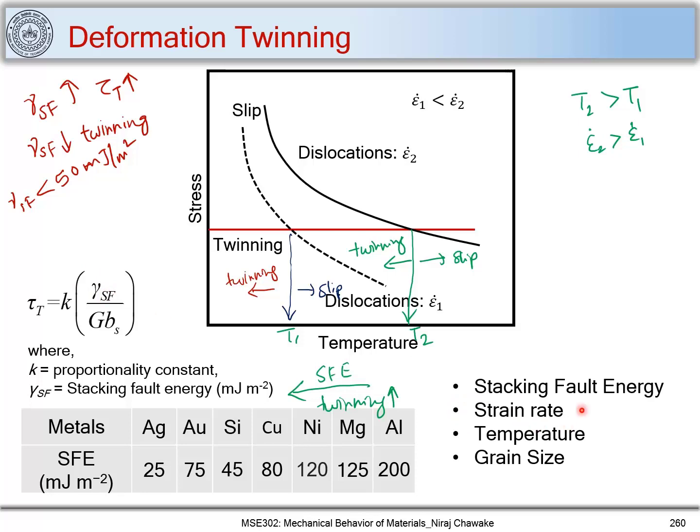If you have a higher strain rate, we have seen that with very high strain rates, twinning will be preferred over slip. If I am increasing the temperature, the slip stress is decreasing. Thus, when I increase the temperature, the twinning tendency goes down. And we'll be looking at the effect of grain size as we move along. So grain size also affects twinning.